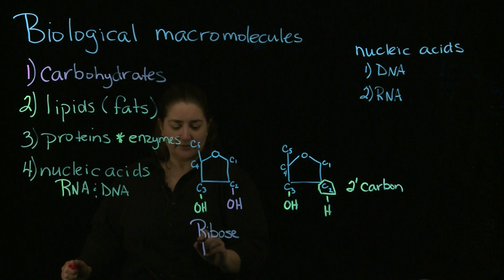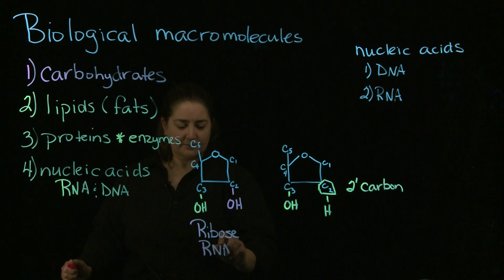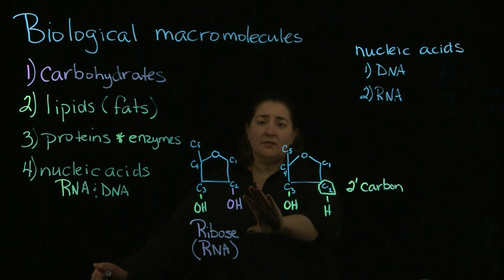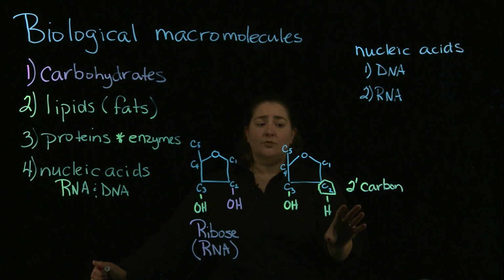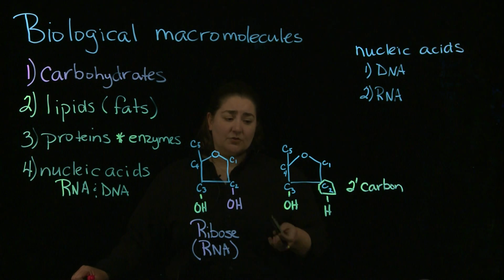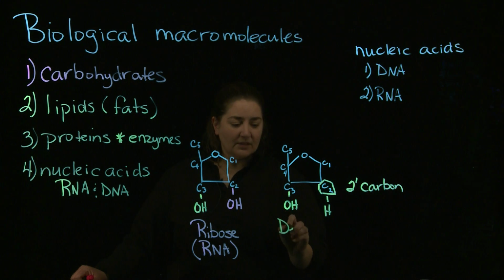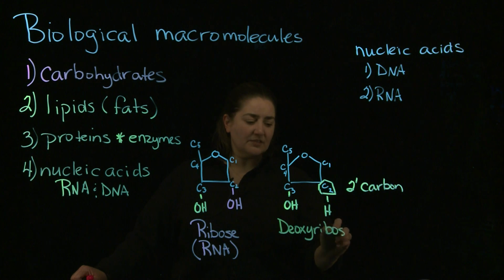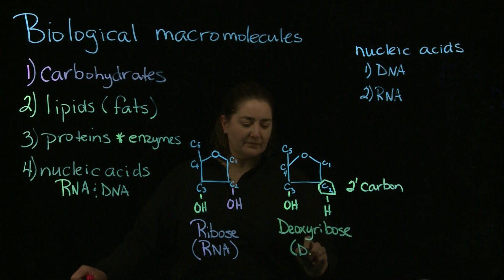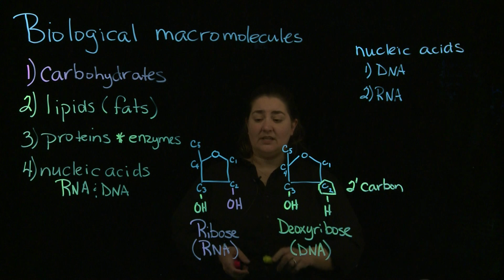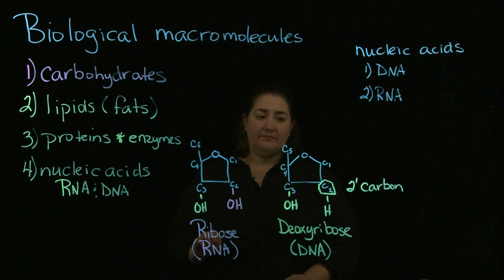Let me put that under here. That's one way that the cell can tell the difference between an RNA molecule and a DNA molecule. It looks at the chemical structure. So this over here would be our deoxyribose, and this is our DNA. That's one way that you can tell RNA from DNA.